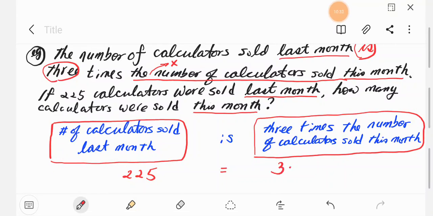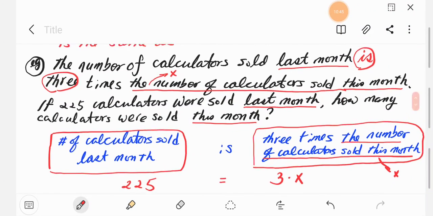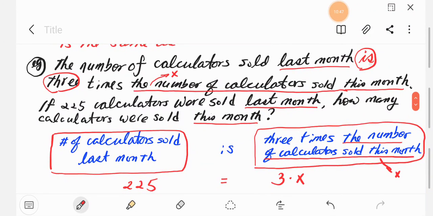3 times the number of calculators sold this month. So that will be X, right? X. So we can write it 3X. Can you see it? So change the word is into equal sign. Then the left side phrase will be 225. Then the right side of the equal sign will be 3 times something.